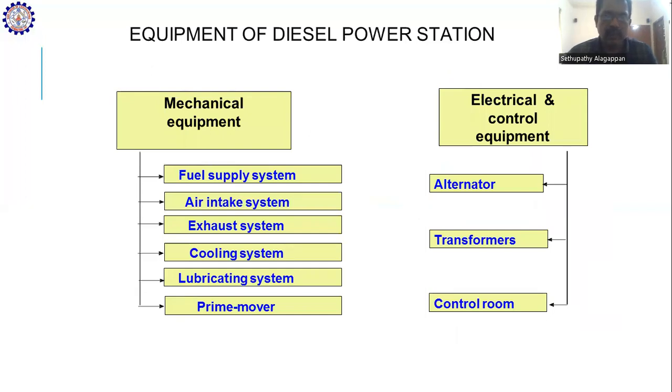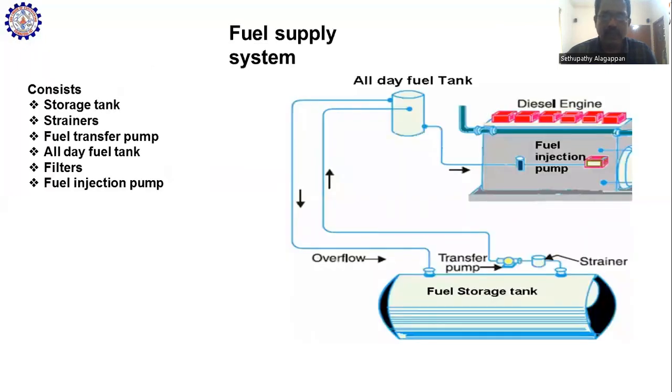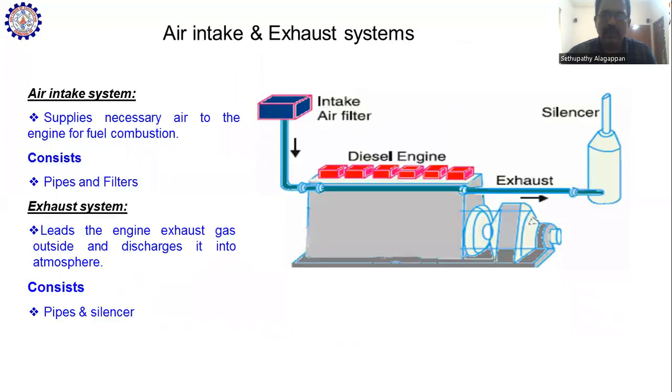So what is the equipment used in this diesel power plant? The mechanical equipment and electrical control equipment. The mechanical equipment includes the fuel supply system, air intake system, exhaust system, cooling system, lubrication system, and drive mover. Similarly, the electrical equipment includes the alternator, transformers, and control room. So how is the fuel supplied to the diesel engine? This layout shows it clearly. It consists of storage tanks, strainers, fuel transfer pump, all-day fuel tank, filters, and fuel injection pumps.